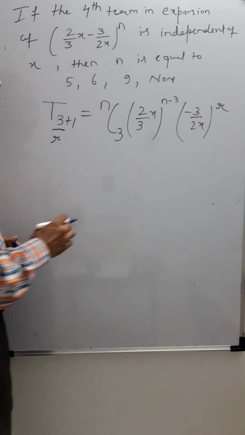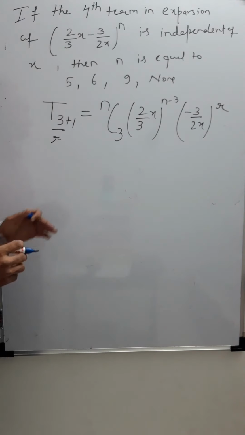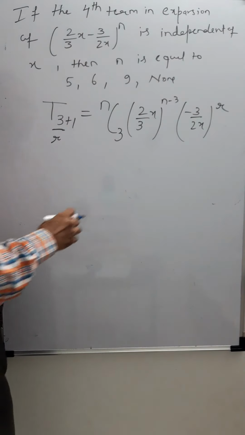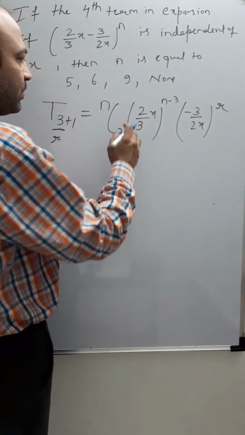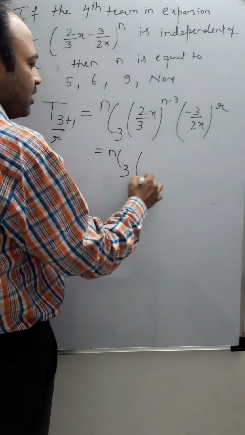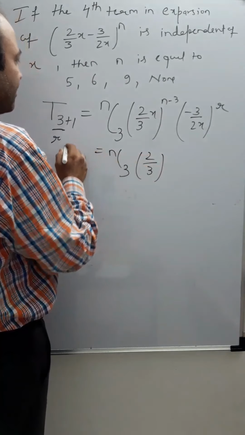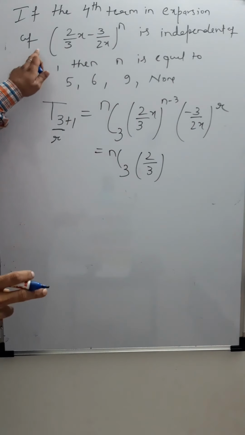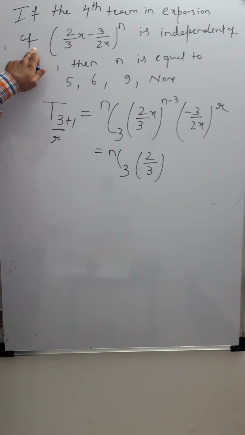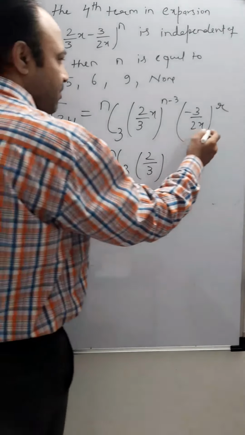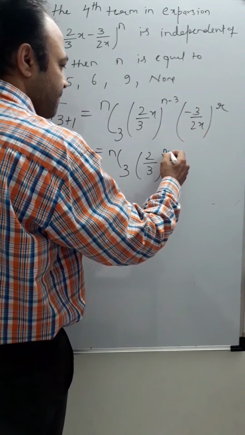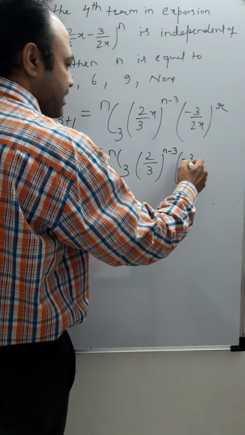Now we will collect the powers of x, and the power of x should be 0. So here nC3 times 2 by 3, and the fourth term in the expansion is the independent term, that is given. Fourth term is the independent term, it is fine. So the power should then be 2 by 3 to the power n minus 3, and here it is minus 3 by 2.